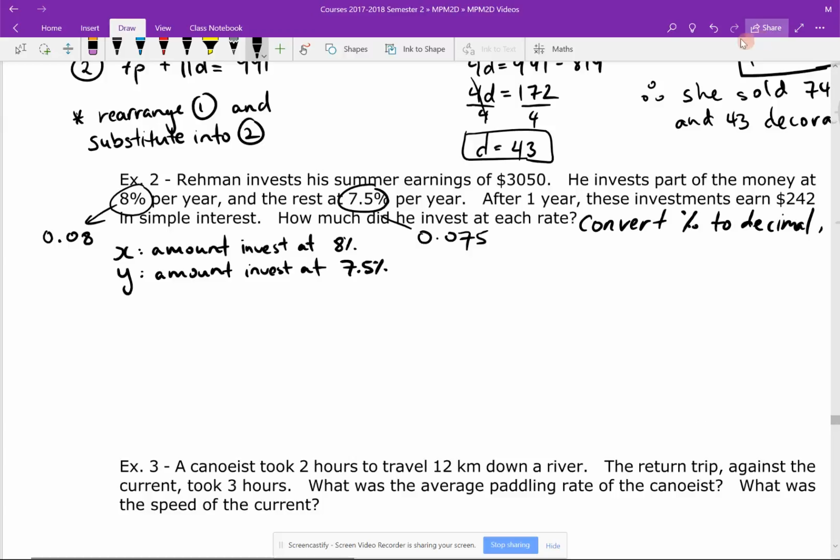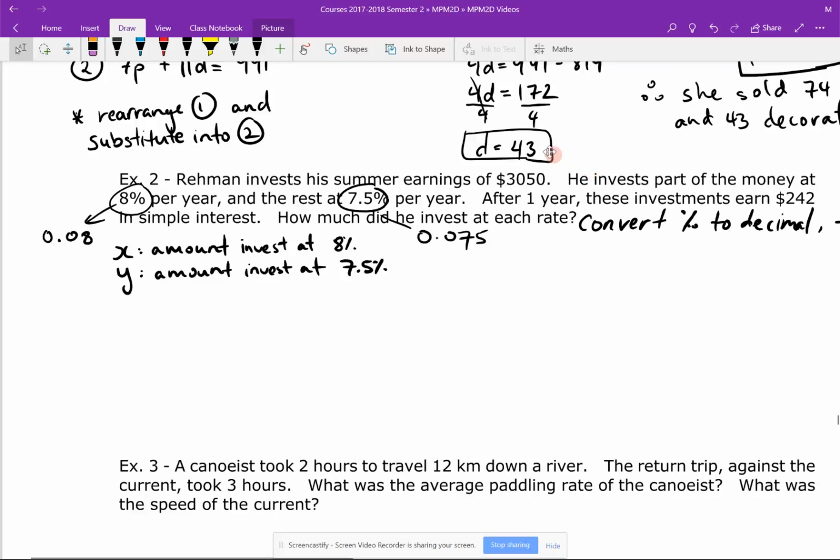How do I know how to make these variables? Well, the question only talks about investing money, so you need to know how much money you're investing. And so how do you differentiate the types of money you're investing? Well, one type of money is invested at 8%, the other type of money is invested at 7.5%. And the question even asks how much did he invest? So ultimately you're looking for how much money is being invested at each rate. So there you go. The question is really the big clue that tells you what to look for, how to make your variables.